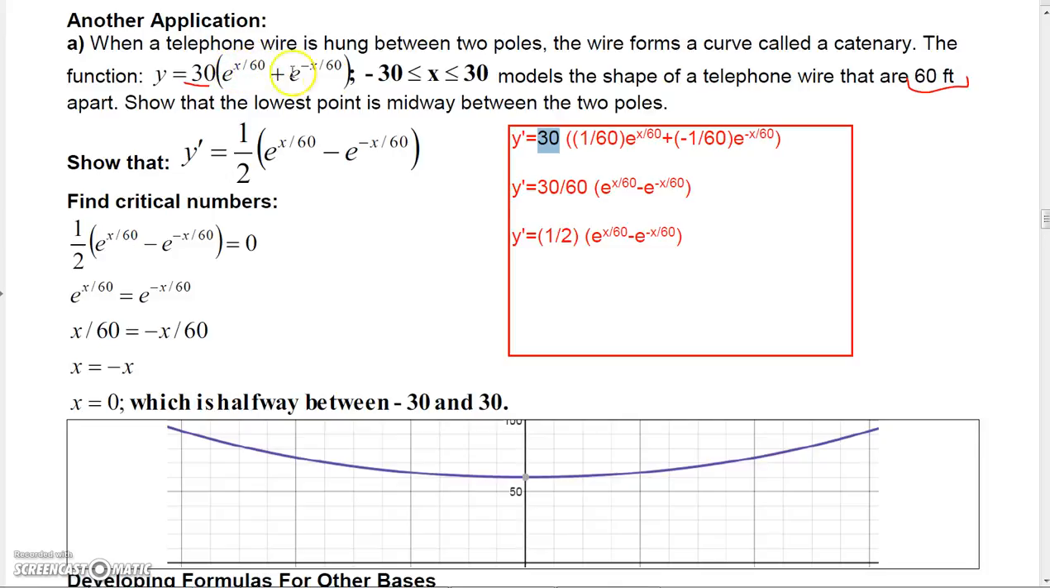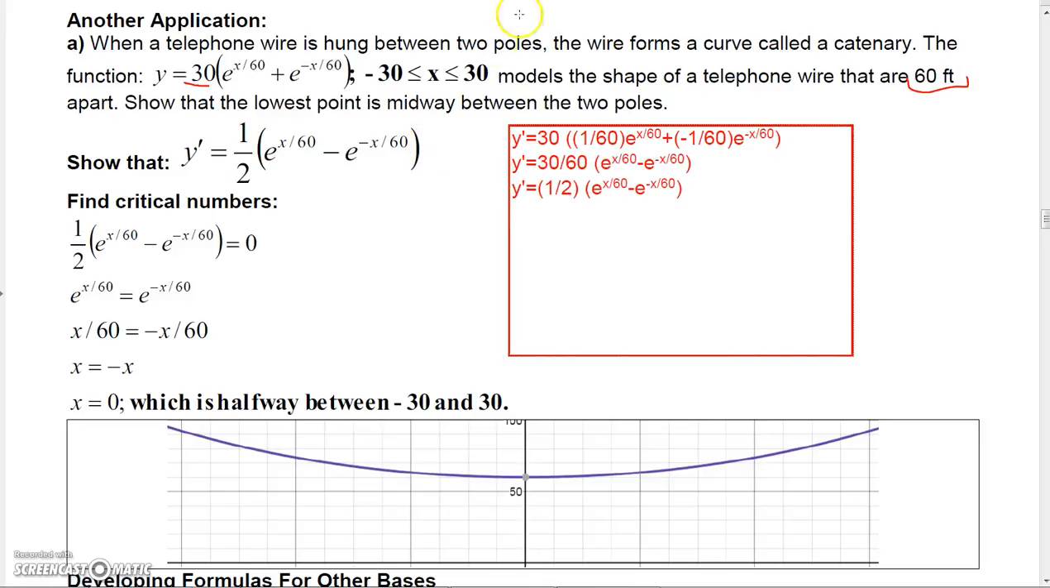So what's the derivative of 1/60th times x? It's just 1/60th, right? And then for the next term, the derivative is going to be e to the negative x over 60 times the derivative of negative x over 60. Likewise, the derivative of negative x over 60 is negative 1 over 60. Now you can factor 1 over 60 out of both terms, and that gives you 30 over 60 outside, which reduces to 1/2. So you actually get 1/2 times this expression.